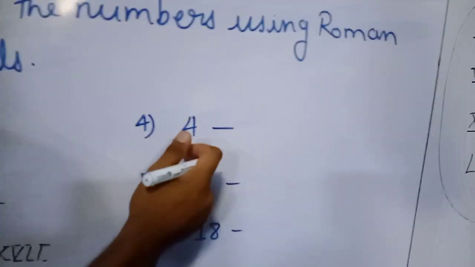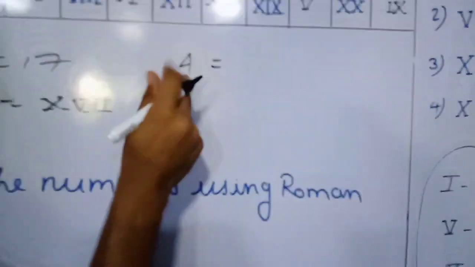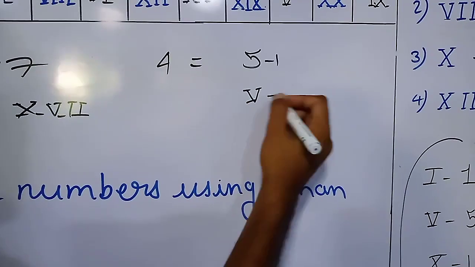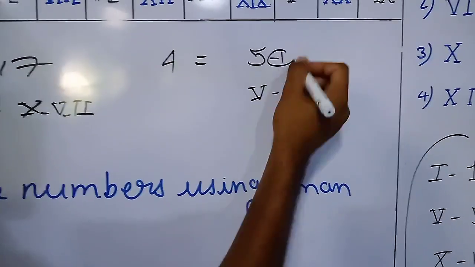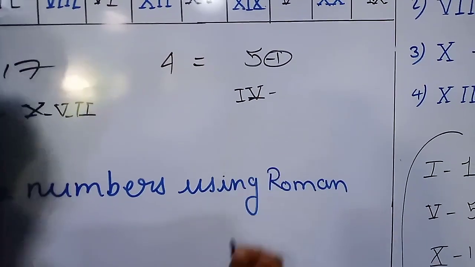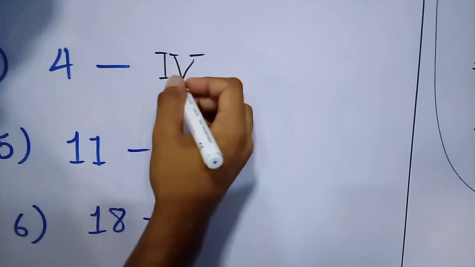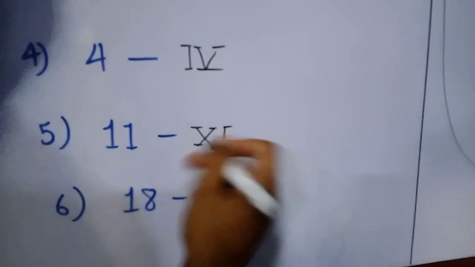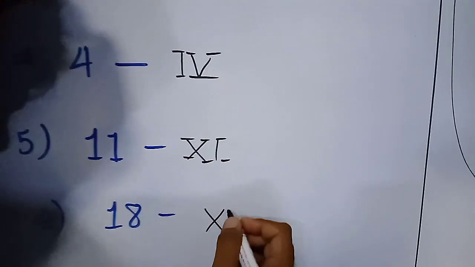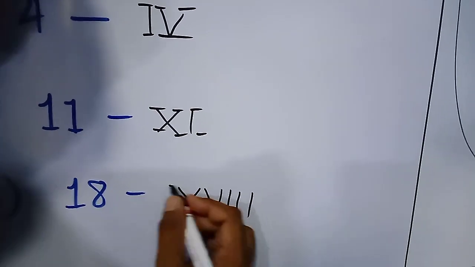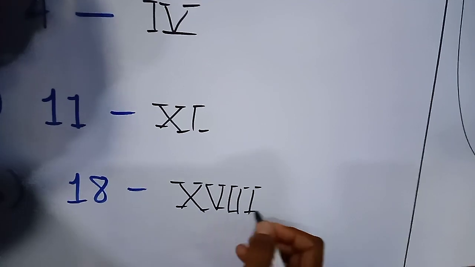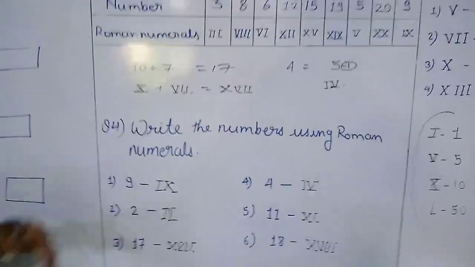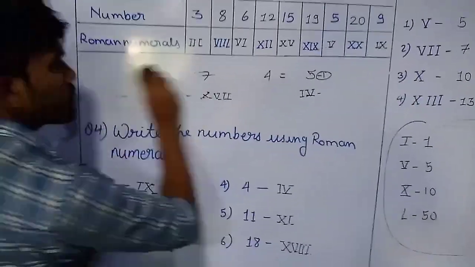The next one is 4. For the 4, how are you getting it? It's near to the 5. So 5 minus 1. For 5 we have V, and for doing the minus we have to write I on the left side. So IV becomes 4. Next one is 11, XI. Next one is 18, XVIII. So X V and triple I becomes the 18. So this way we are going to convert the given international numbers into Roman numerals.